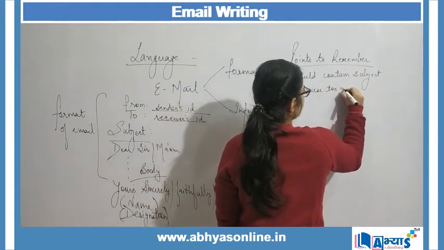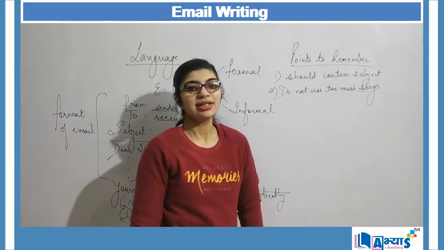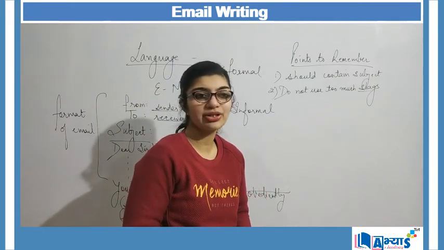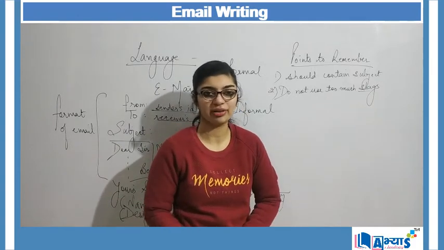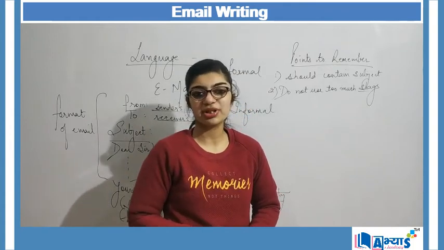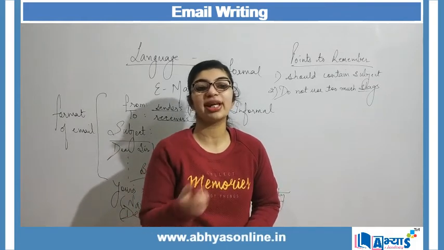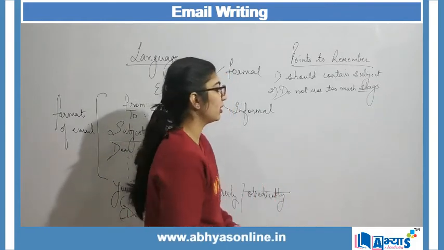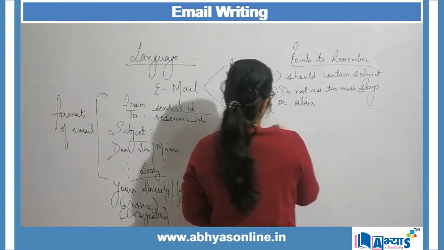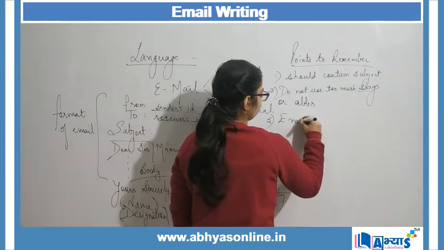Now what do you understand by slangs? Slangs are all those words which do not completely belong to the English language. You just say them for the sake of saying, right? Abbreviations are short forms of your sentences. For example, we say e.g., or etc. So do not make use of too much slangs or abbreviations. Then the third rule is that emails should be short.